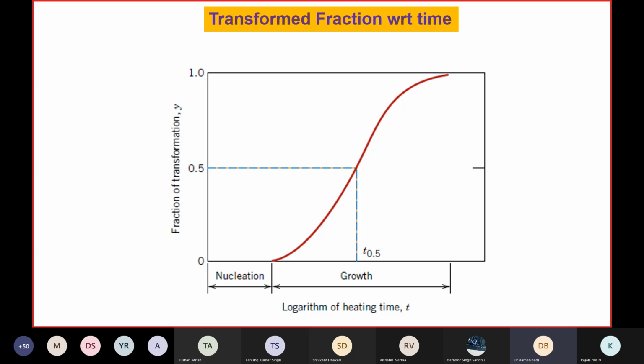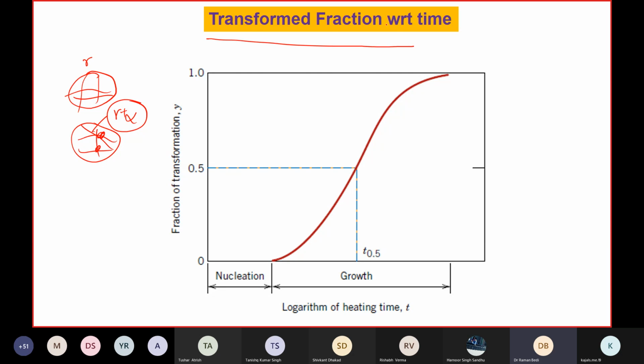Okay. As we said, the transformation from single phase, let us say from gamma to gamma plus alpha, does not happen instantaneously. It takes time. So now we define one term called transformed fraction with respect to time. So we are now talking about the time concept.